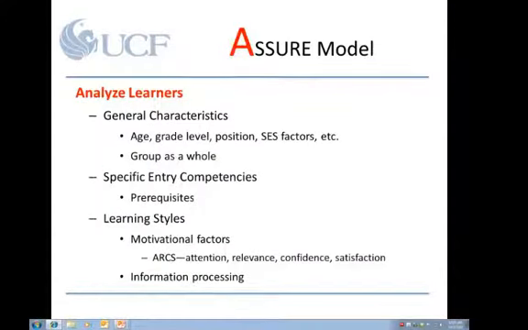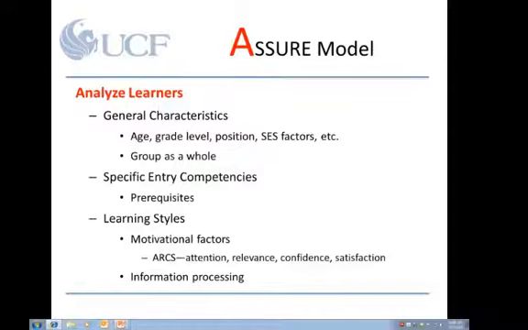Looking at the learners and analyzing the learners, we must consider general characteristics such as the age, the grade level, their position, socioeconomic status factors, and other issues that are going to influence how they learn. And that is something to consider on an individual level. We must also consider the group as a whole. Look at specific entry competencies. There should be some way in the learning process in which you examine the entry level of your students and learners. One is through prerequisites. You might have a pre-test or something along those lines.